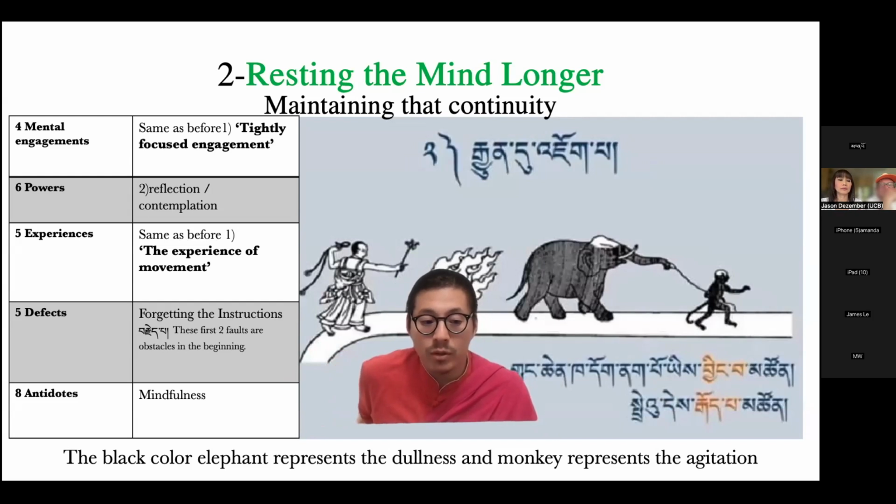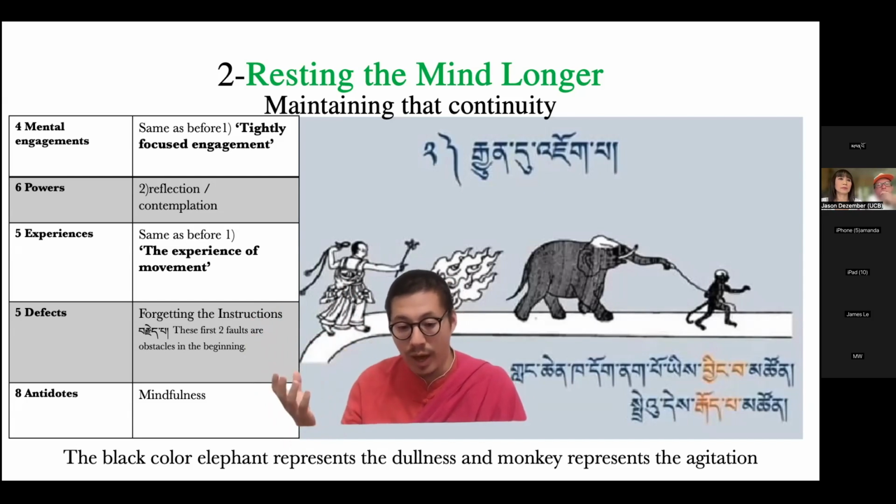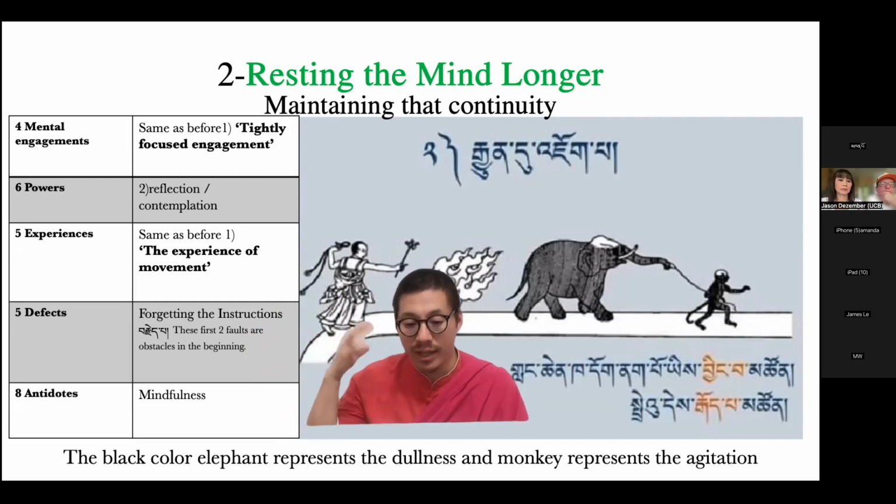Yes, this is among the 4 mental engagements. This is considered the same as before, the tightly focused engagement, because still we are focusing on the object. Later on, we don't focus. Without even striving, the object comes automatically. Among the 6 powers, the second one is reflection or contemplation. Whatever instructions you have read and heard, you have to reflect on, contemplate, and bring up again and again. This is the second power among the 6 powers. Among the 5 experiences, this is again the same: you have the experience of movement, because your mind is still trying to rest, but still your mind is moving, right?